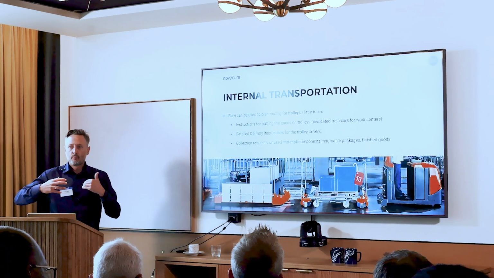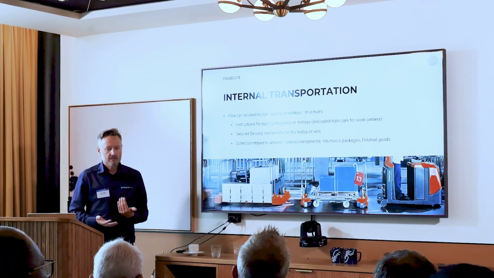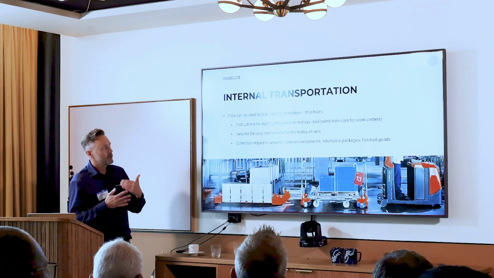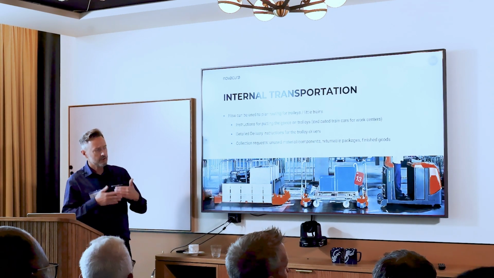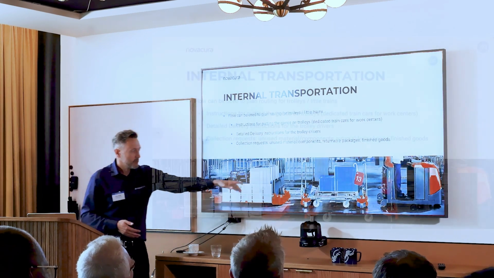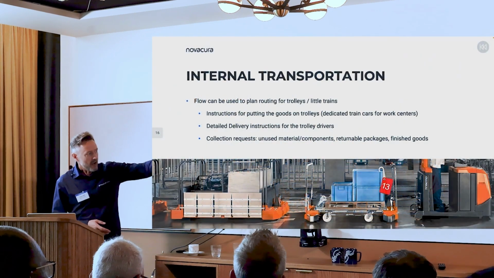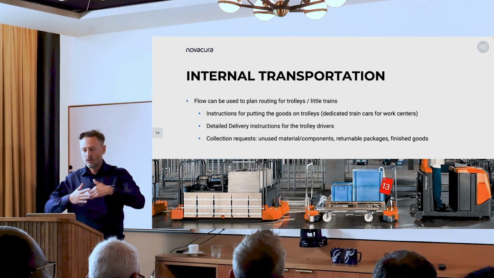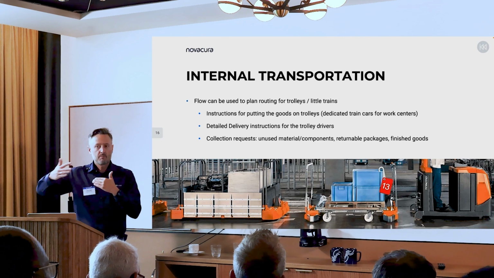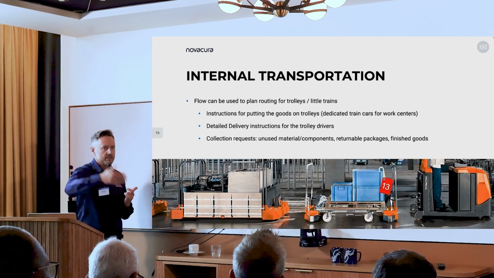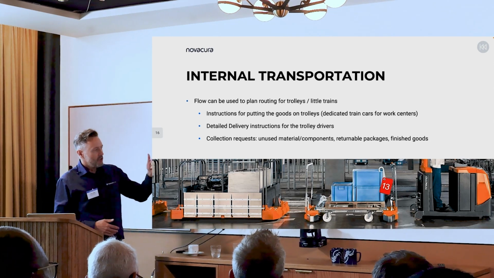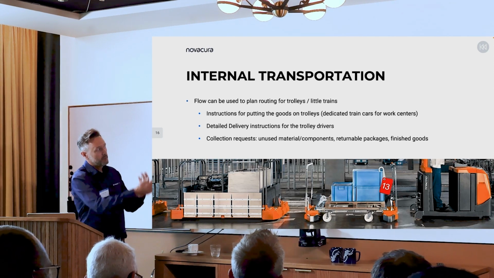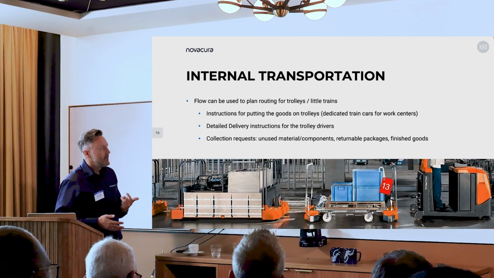So Flow helps you implement the putting strategy. The logistic operator perfectly knows where to put these goods on particular trolleys and particular trains. But also the driver who sits or stands in the front knows the whole delivery route, and it can be changed dynamically based on what is ordered from the production. And he knows perfectly what he has on a particular wagon, or on a particular car behind him.